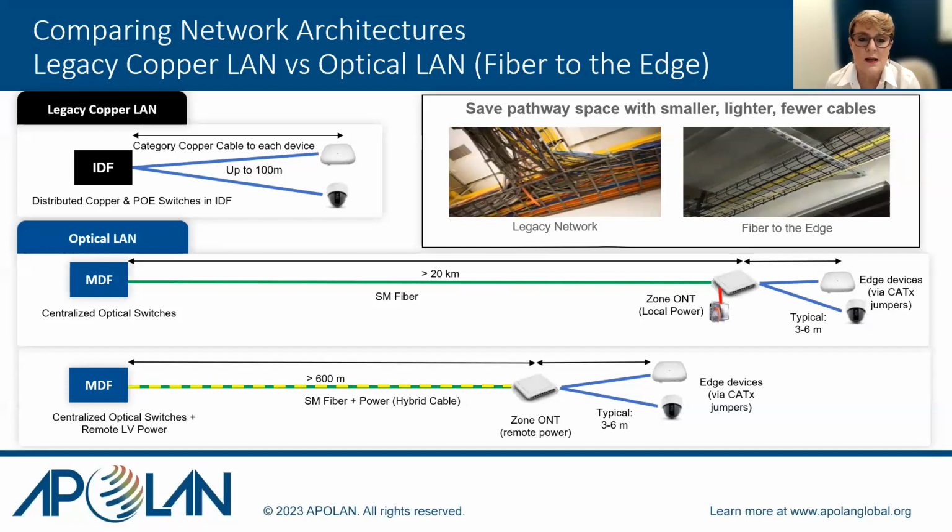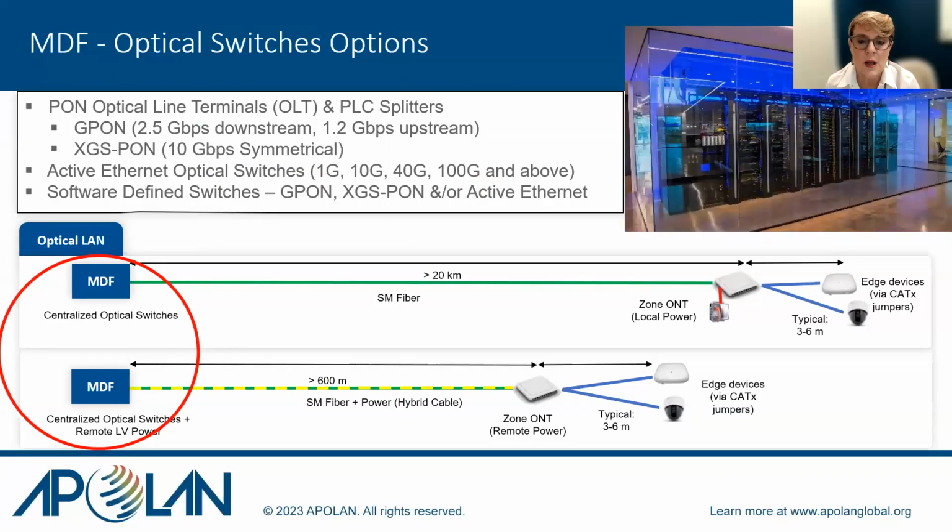So if we go to the next slide, I'll talk a little bit more about what goes on in the MDF in terms of the active equipment. There are a couple of options here. One of the options is a technology called PON or GPON, which involves an optical line terminal, and it also involves PLC passive splitters.